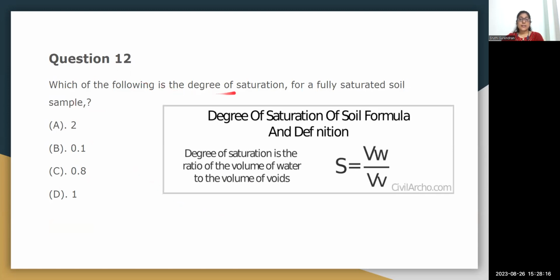Next, which of the following is the degree of saturation for a fully saturated soil sample? Before going into the numerical, degree of saturation is nothing but the volume of the water present in the soil material to the volume of the voids. We saw what porosity is, we saw what void ratio is. Now degree of saturation is the volume of water to the volume of voids. So what will happen if a soil is fully saturated is the question over here. What might be the degree of saturation for a fully saturated soil sample?